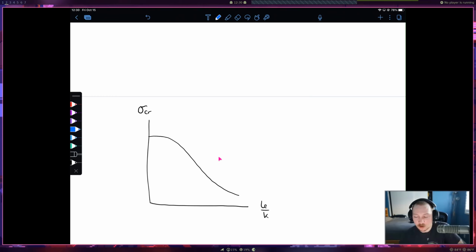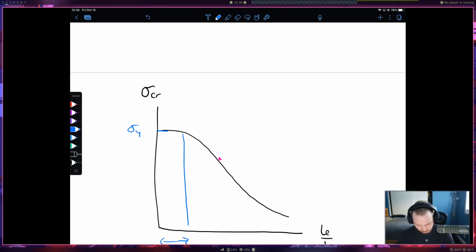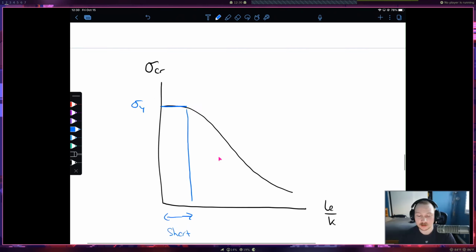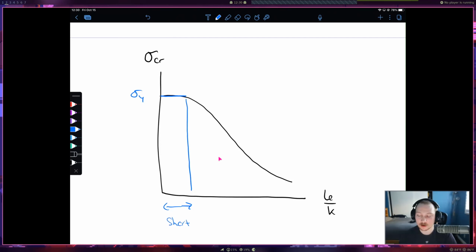Okay, so for the first part, we're going to have these short columns, and remember that these fail by the yield stress. So here we have a constant value for the critical stress. Even though we're increasing in our slenderness ratio a little bit here, we're still saying that theoretically it's going to fail at this constant value, which is the yield stress. So again, it's not a great approximation.